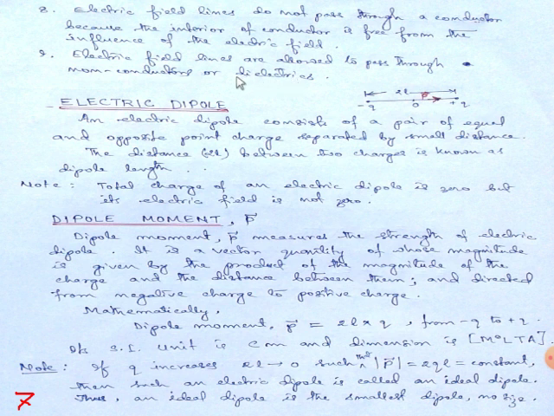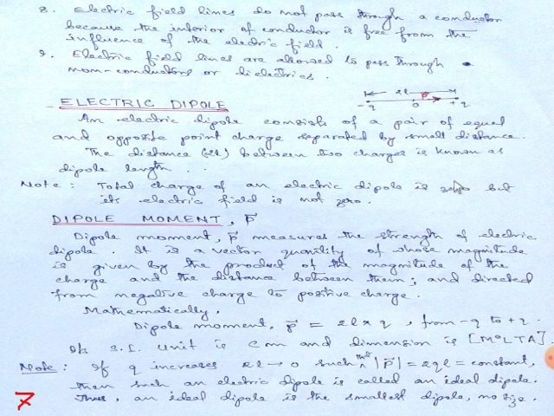I will tell you about that polarization later on when we are dealing with the capacitor. Okay, now electric dipole. Di means two, pole means polarity, that means negative pole and positive pole, we generally say like that. So an electric dipole is a system of two equal and opposite charges separated by a small distance.